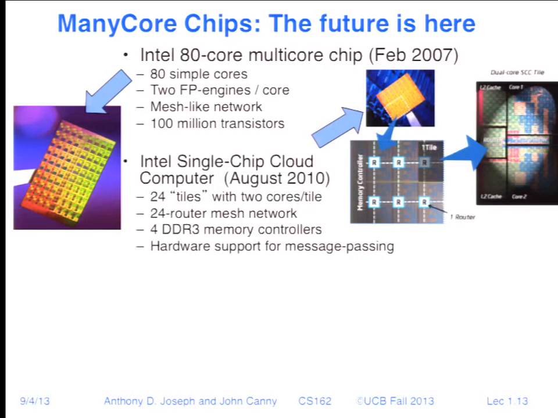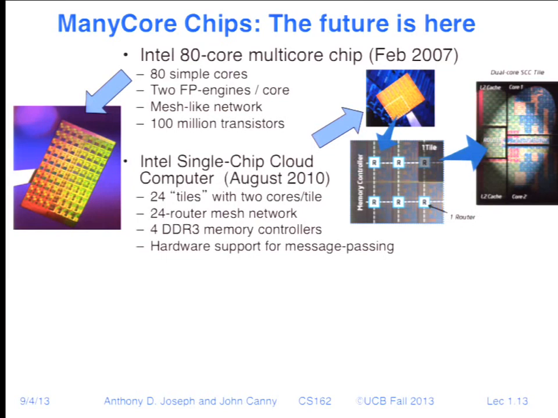In 2010, they released to academia the single chip cloud computer. So this consists of 24 tiles. Each tile contains two cores and some caches and a router. Right, so again, we have this mesh network that links these cores together, and there's hardware support for message passing. This is a revolutionary way of doing processors.